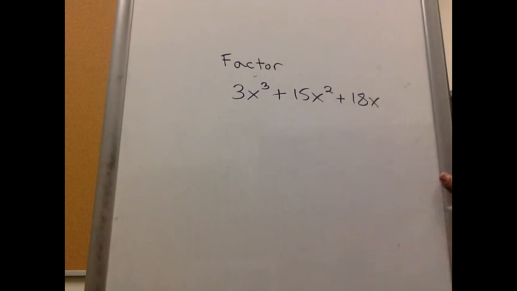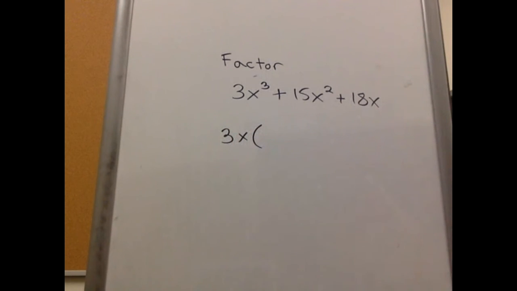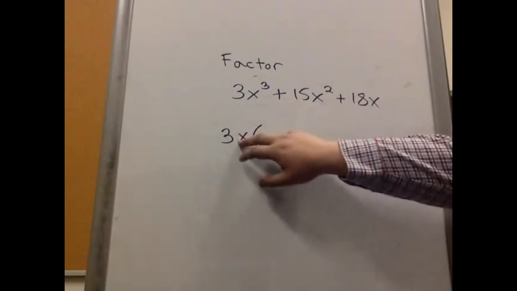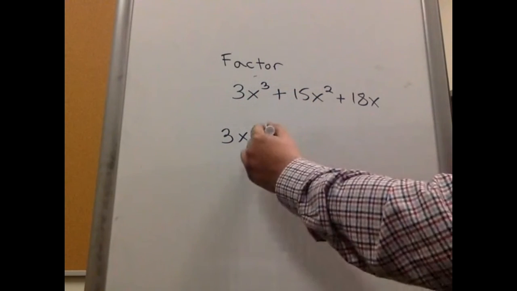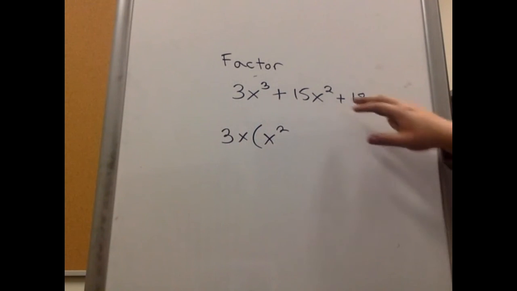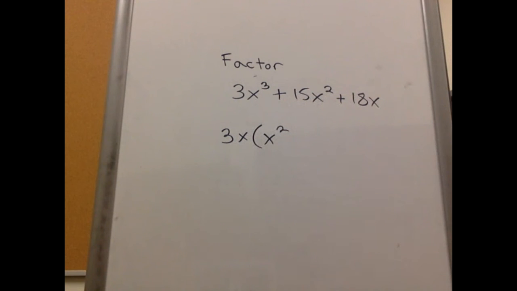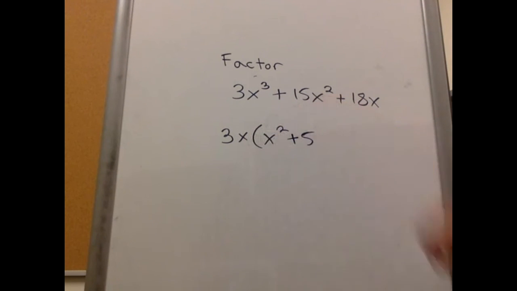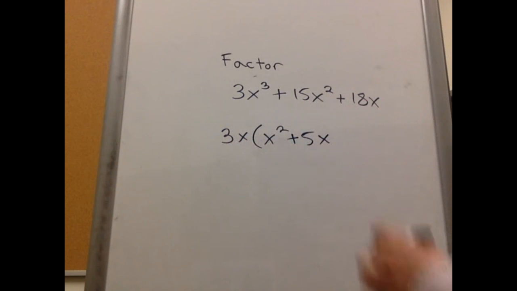So I can factor out a 3x here. And when I do that, what's left here? Well, the 3, if I divide these two, the 3's go to 1. And if I subtract my exponents here, I'm left with 2. So that's x squared. Then, if I divide these two, the 15 divided by 3, that goes to 5. And one of the x's goes, so it's just x. And here, the x's divide out to 1, and 18 divided by 3 is just 6.